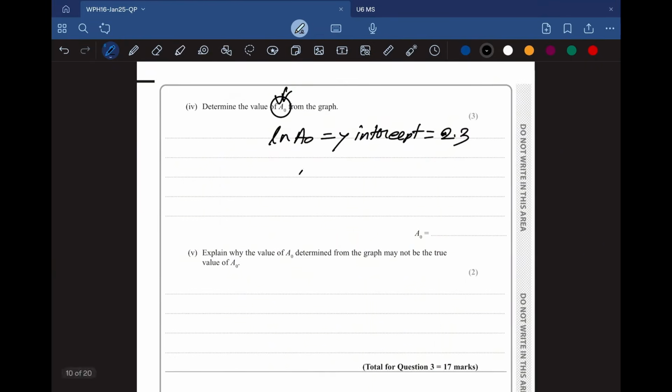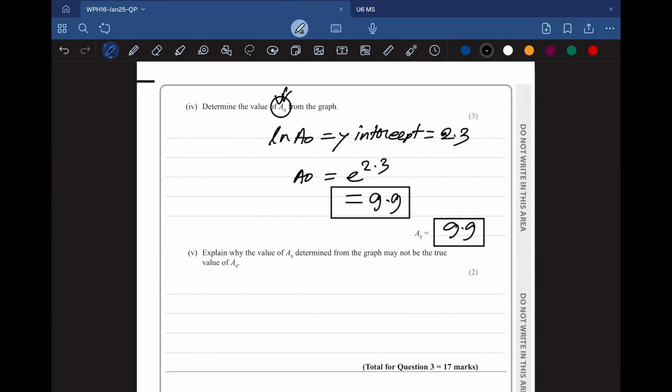2.3. So a naught is equal to, we know when we take ln to the other side, it becomes e to the power of 2.3, which will give us a value of 9.93, which can be written in significant figures as 9.9. Right, this is going to be our final answer.